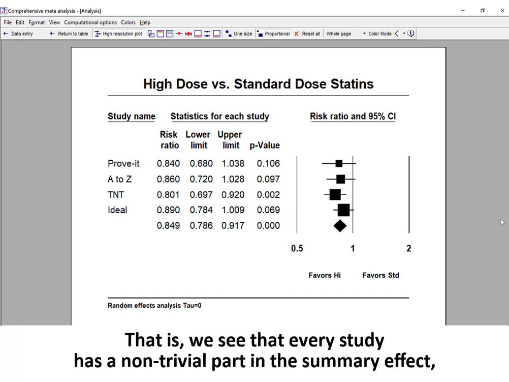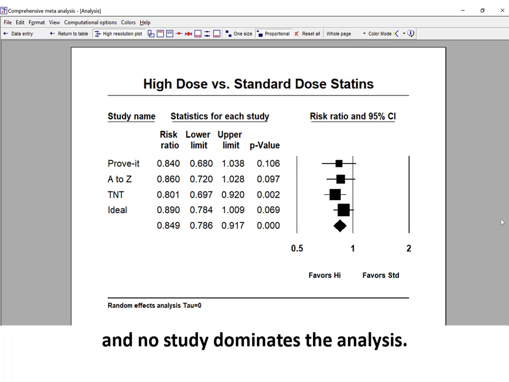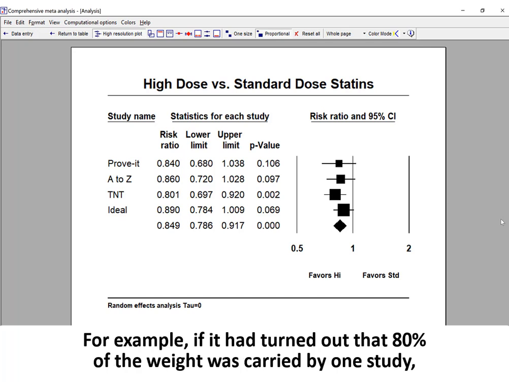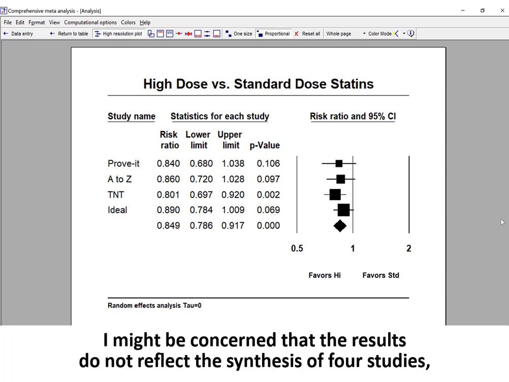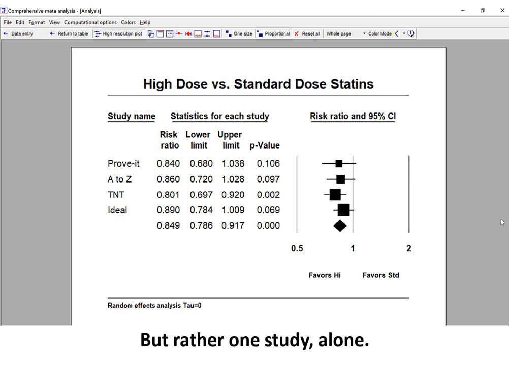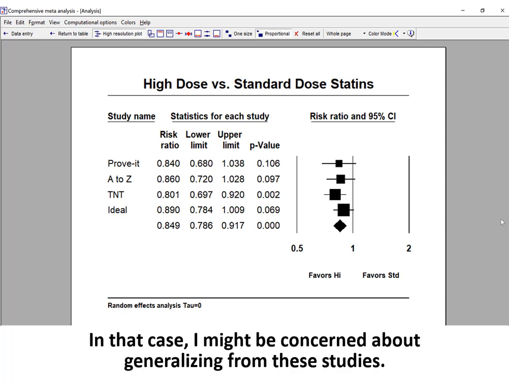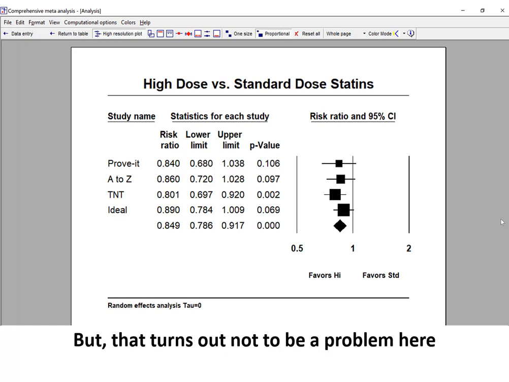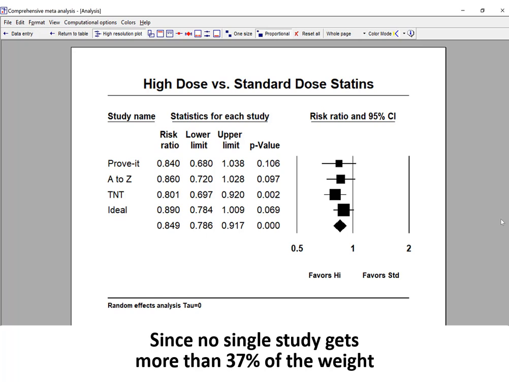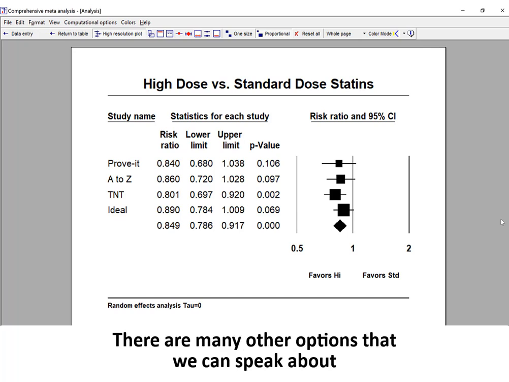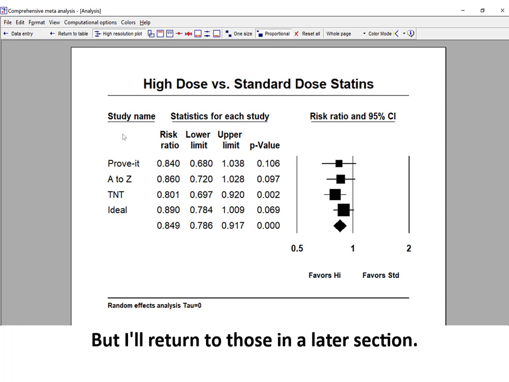That is, we see that every study has a non-trivial part in the summary effect, and no study dominates the analysis. For example, if it had turned out that 80% of the weight was carried by one study, I might be concerned that the results do not reflect the synthesis of 4 studies, but rather one study alone. In that case, I might be concerned about generalizing from these studies. But that turns out not to be a problem here, since no single study gets more than 37% of the weight. There are many other options that we can speak about, but I'll return to those in a later section.